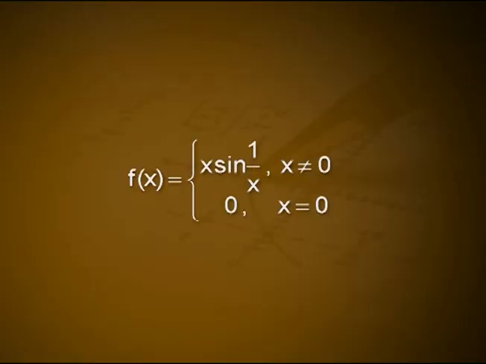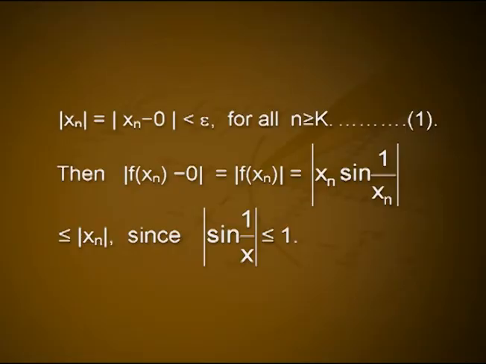In the next example, we check the continuity of the function defined by f of x equal to x sine 1 by x when x is not equal to 0, and f of x equal to 0 when x equals 0. Here we check the continuity at the point x equal to 0. Suppose xn is a sequence of real numbers such that limit xn equals 0. Then by the definition of convergence, for any given epsilon greater than 0, there is a positive number k such that absolute value of xn, which is absolute value of xn minus 0, is less than epsilon for all n greater than or equal to k. We refer to this as step number 1.